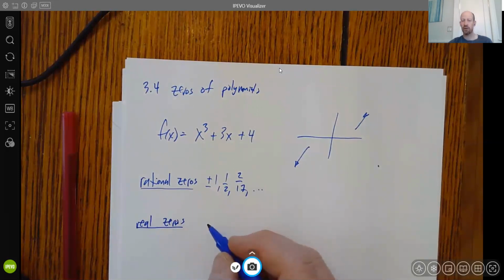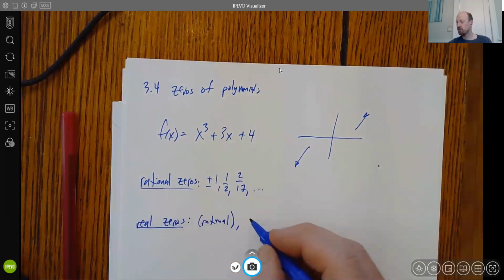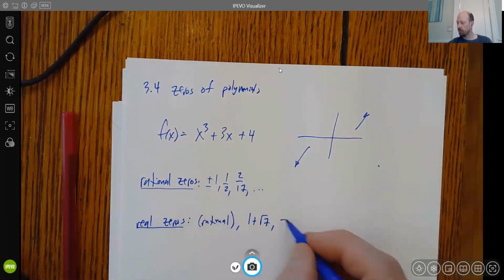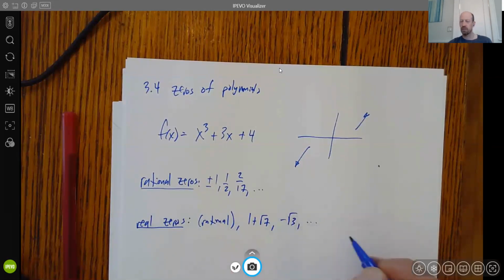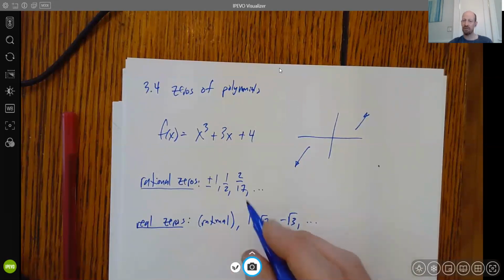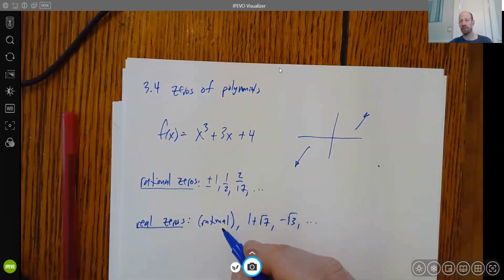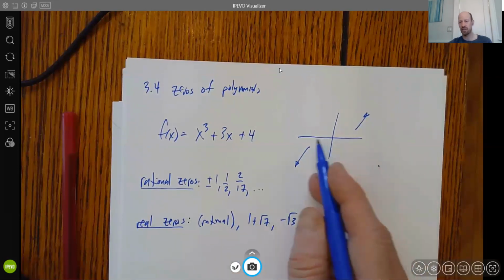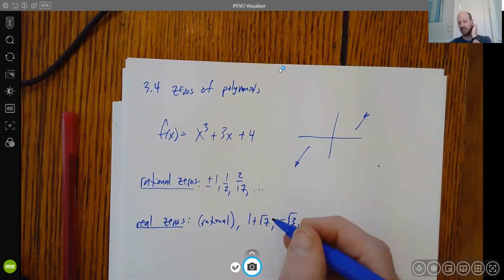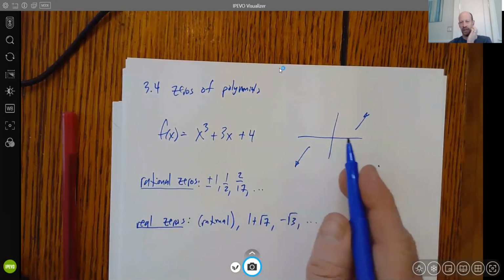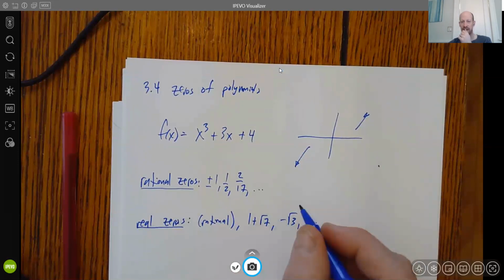Then we also have another category called real zeros. And real zeros include all the rational zeros, but they also include things like 1 plus the square root of 7 or negative square root of 3 and lots of other numbers too. But anytime you have a square root of an imperfect square, that's not a rational number anymore, but it is still a real number. It has a location here on the number line, right? We can estimate it by taking the square root and adding it together, and that gives us a spot.